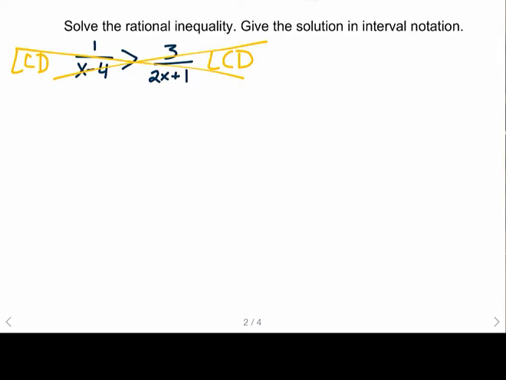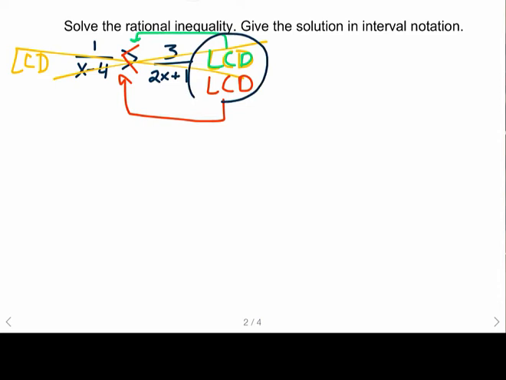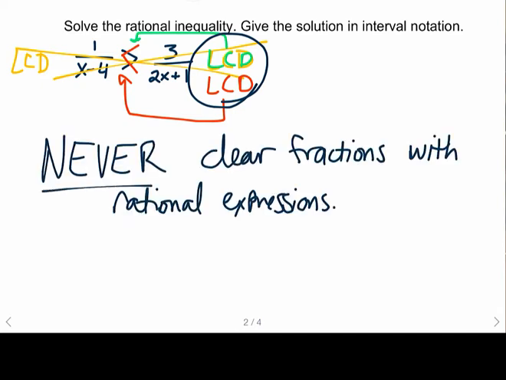If the least common denominator is a variable expression, then sometimes it can be positive, and sometimes it can be negative. If I multiply an inequality by a positive value, then no big deal. If I multiply an inequality by a negative value, then the inequality symbol would have to reverse. Since we're talking about a variable expression that could be sometimes positive and sometimes negative, we wouldn't actually know whether to flip the inequality symbol or not. Now, whether you followed that or not, here's what I want you to get. Never clear fractions with rational expressions. I don't mean to holler at you, it's just kind of important. Okay, caveat.